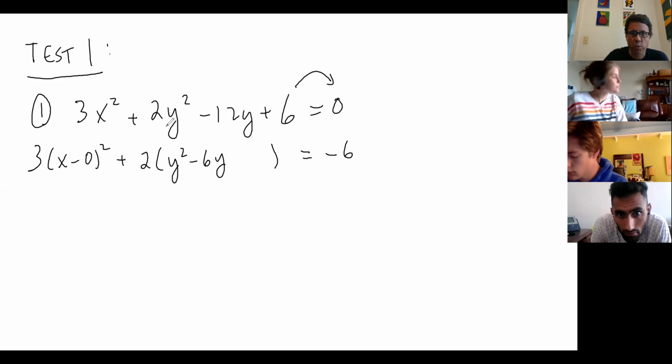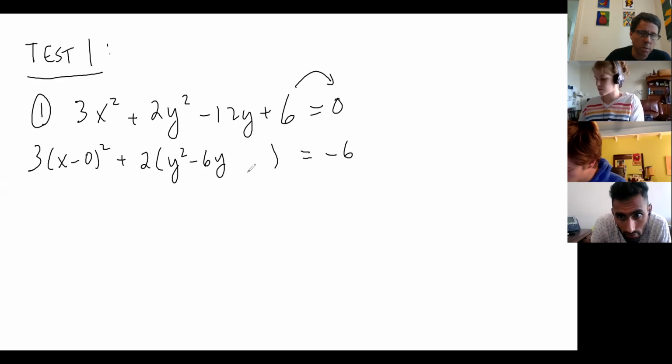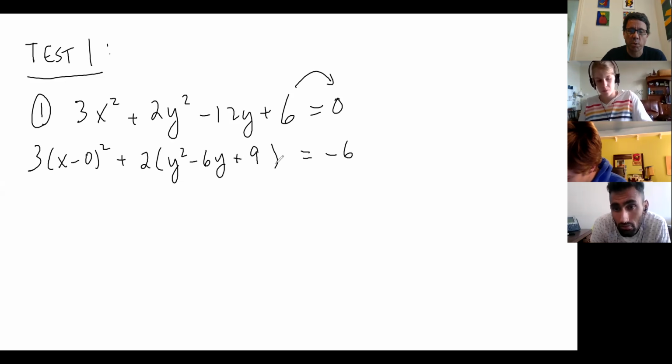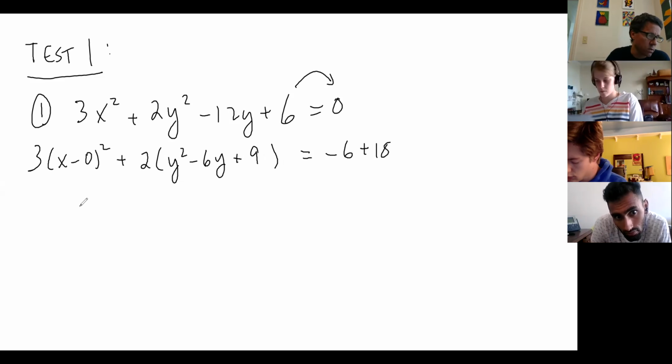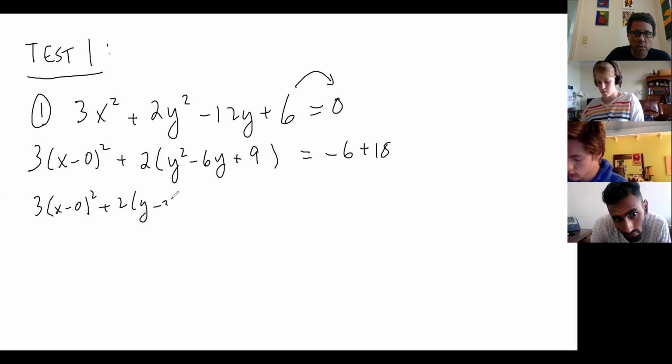So for right now, it's just regrouping a little bit, just like we did in class on all of these. We need to complete the square. So to complete the square, we need to take half of the 6, square it, we get 9. But everything in there is multiplied by 2, so technically we've multiplied this 9 by 2. So we've added 18. So if we're going to add 18, we've got to add 18 to the other side as well. So we'll have 3 times x minus 0 squared plus 2 times y minus 3 squared equals 12.